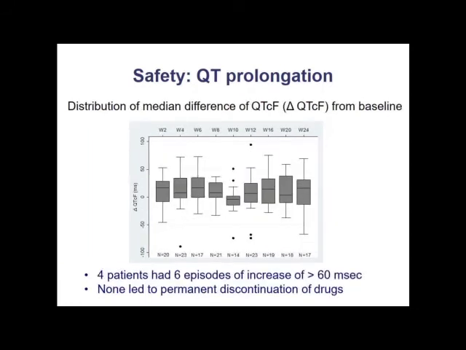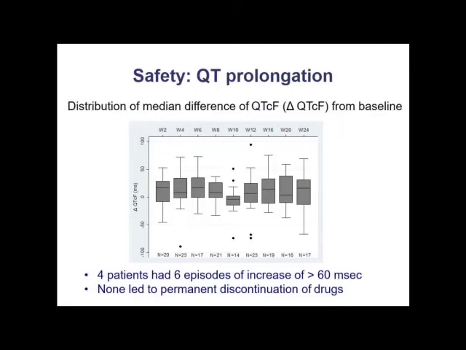This graph shows the distribution of the mean difference in QTcF at each time point from the baseline. So the mean difference at 2 months was 8 milliseconds, and the mean difference at 6 months was 16 milliseconds. 4 patients had 6 episodes of an increase of over 60 milliseconds. 1 patient stopped the combination temporarily for 1 week but was reintroduced, but none led to a permanent discontinuation of the drugs.